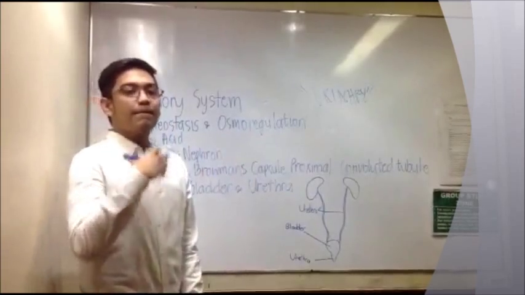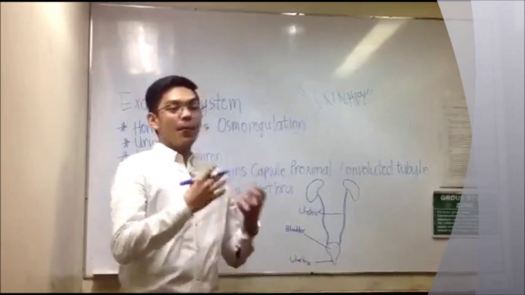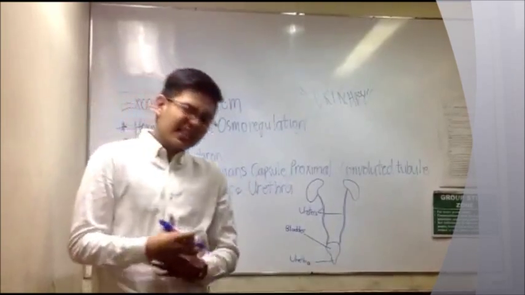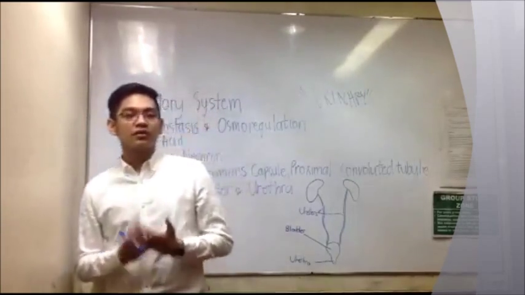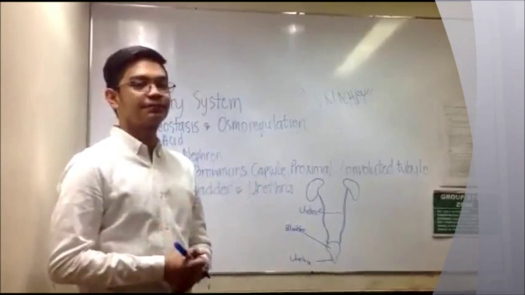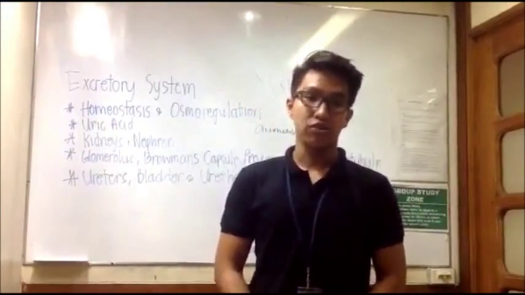So, a main byproduct of metabolizing food is ammonia. Ammonia, which comes from the breaking down of proteins, is pretty toxic, and animals convert this to either urea or uric acid. So today I am going to discuss kidneys and nephrons.